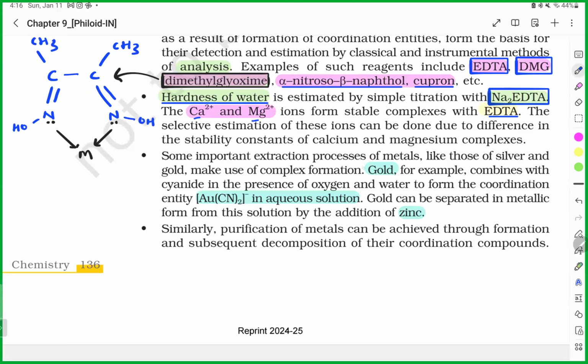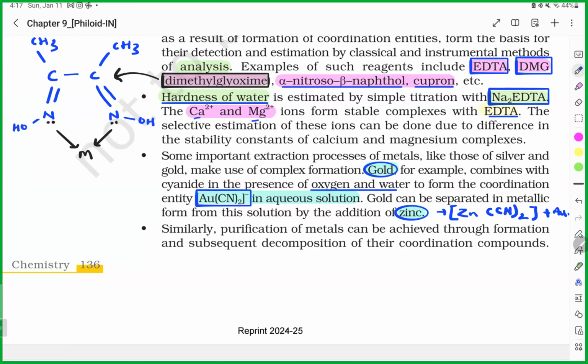Next, to obtain many metals like gold, we can use the same coordination compound. How? First, this gold will combine with cyanide in the presence of water and oxygen. It forms the cyanide complex in aqueous solution. And again, by adding zinc, it will convert into zinc cyanide complex, and gold will become pure. This will help to get you pure gold.